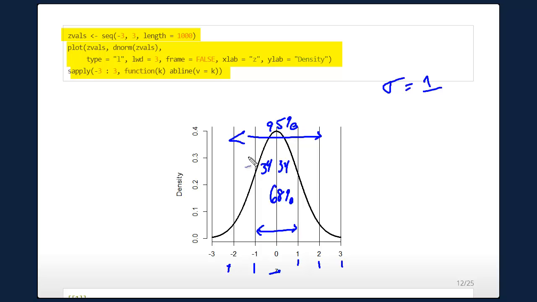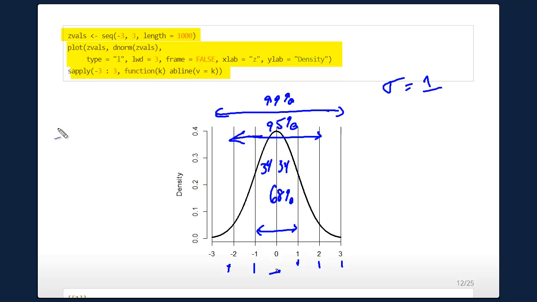Okay, and then 3, and then of course equally allocated into the 2 sides, and then 3 standard deviations, almost all of it, about 99%, lies within 3 standard deviations. And these rules hold not just for the standard normal, but for any normal, as long as you're still talking about 1 standard deviation from the mean.